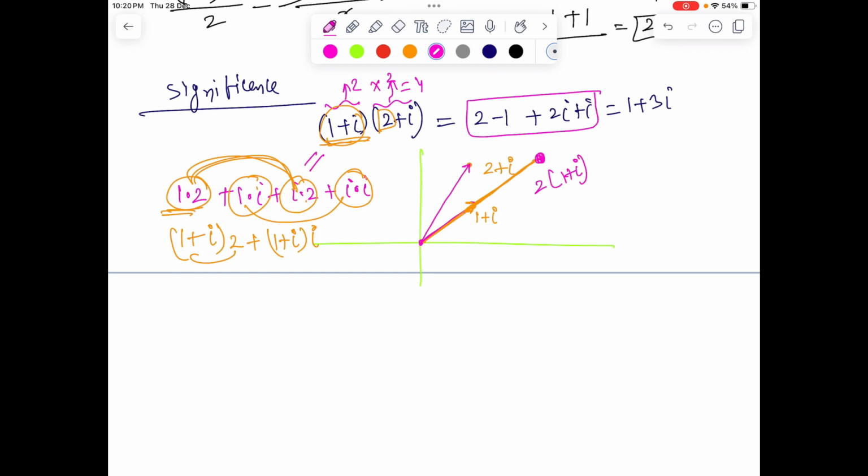So that's 2 into (1 plus i). You can treat it as if some vector A has been multiplied twice. Now what about the next term? What about (1 plus i) times i? Now (1 plus i) times i is basically this vector 1 plus i taken and multiplied by iota. So it's a rotation through 90 degrees anticlockwise with the same magnitude, right? Because in the previous lecture we have seen that if you have any object and you multiply it with iota, it will just turn it by 90 degrees.